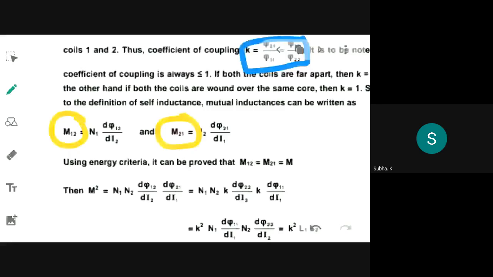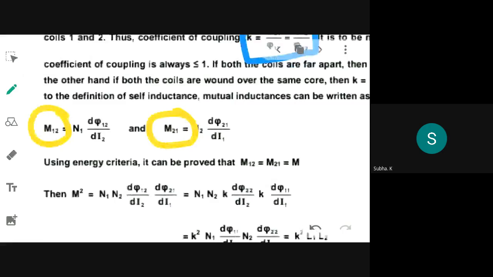Now we are to write one formula for mutual inductance. There are two mutual inductances involved because you have two coils. One is M12 and the other one is M21. M12 is the mutual inductance in the first coil because of the secondary current. M21 is the mutual inductance in the secondary coil because of the primary current. The equation you know is the rate of change of flux linkage, that is N into d phi by di. That equation only we are writing here.